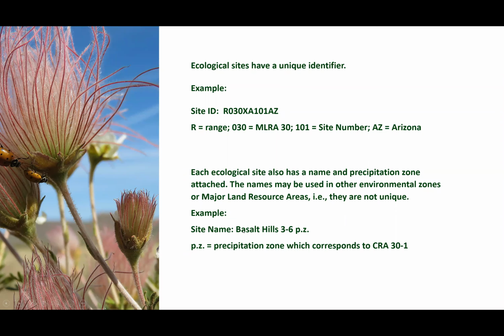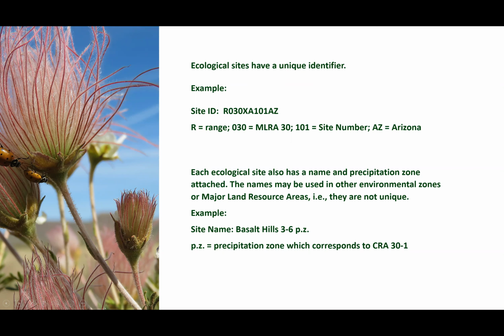For example, one of the names would be Basalt Hills, 3 to 6 inch PZ, that stands for precipitation zone. It means it's in CRA 30-1. But you could have the same name over in Major Land Resource Area 40, for example, or you could have Basalt Hills 6 to 9. It would be in CRA 30-2. So you need to keep that in mind.